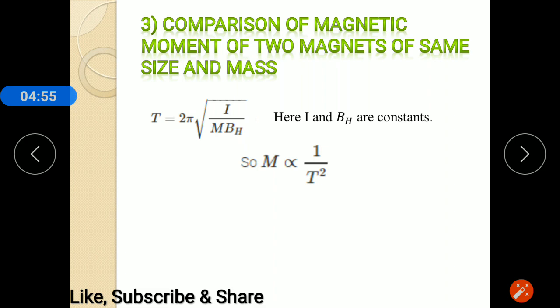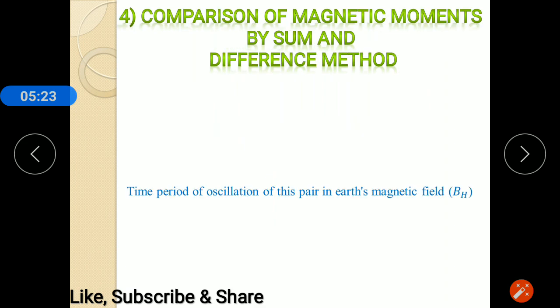Place one magnet whose magnetic dipole moment we have to measure, and find its number of oscillations and time period of oscillation. Next, put another magnet whose magnetic dipole moment we want to compare and measure its time period of oscillation. Using this relation, we can easily compare the magnetic moments of two magnets of the same size and same mass. It is also used to compare magnetic moments by the sum and difference method.